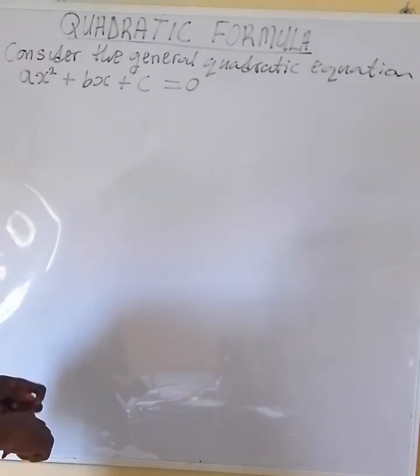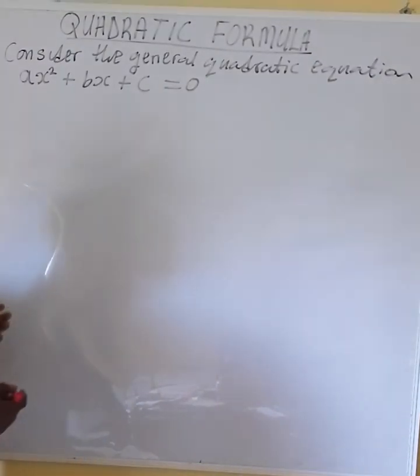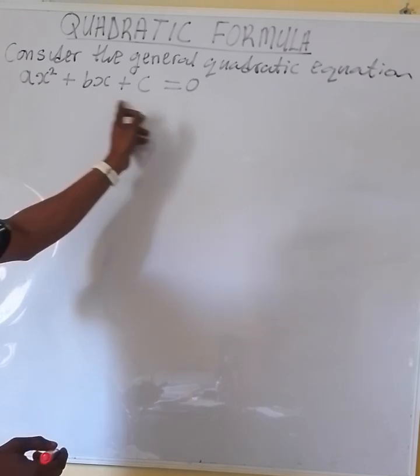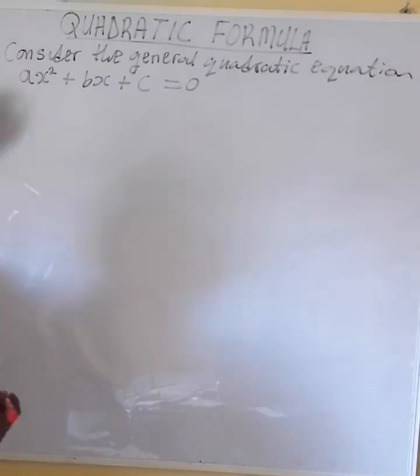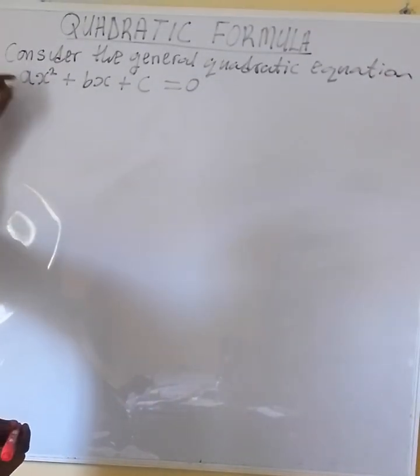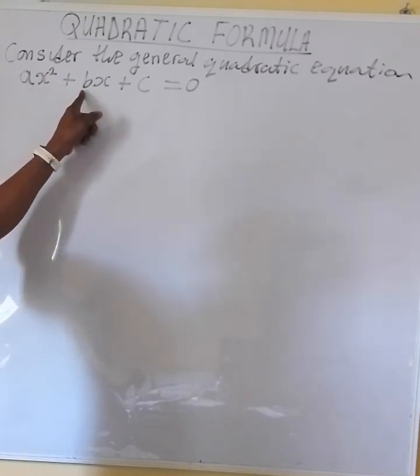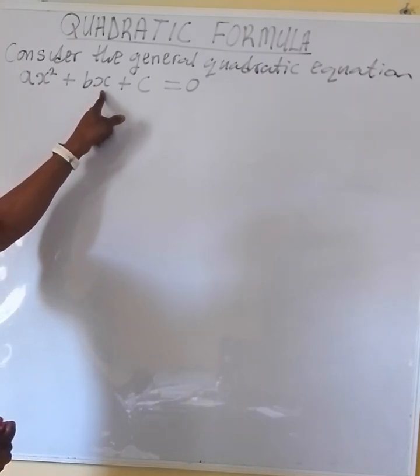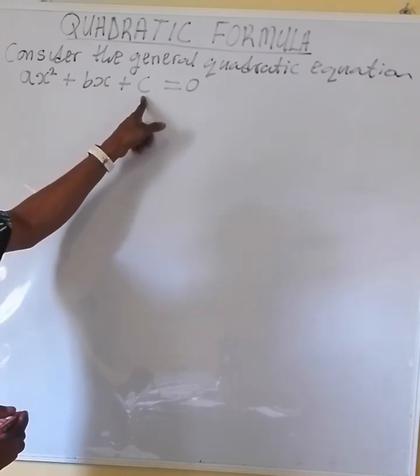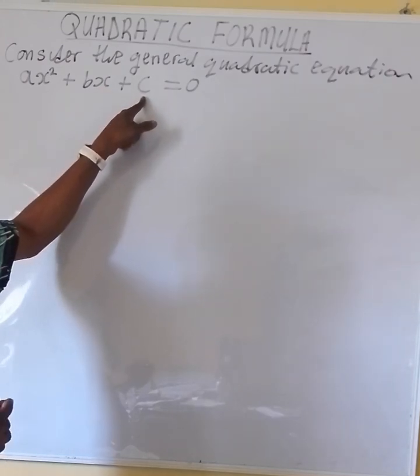So now let's start. The first thing we are going to do, once we have the general quadratic equation: this a here stands for the coefficient of x squared. This b stands for the coefficient of x. And this c means the constant.